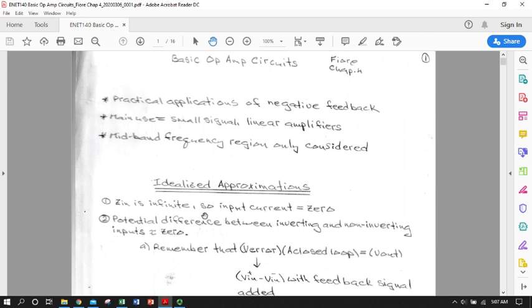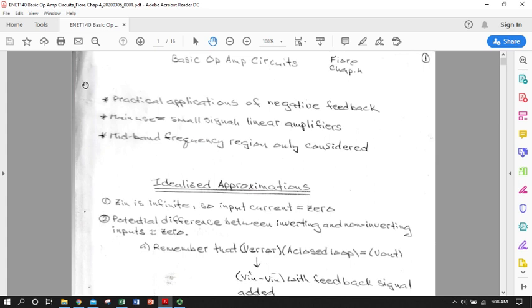The most important thing to point out at this point is that everything we will be doing in Chapter 4, where we're using these idealized approximations, only applies if you have negative feedback operating on your op amp circuit. If not, then you're back to that open loop behavior, which is great for switching and comparator type circuits. So all of this will be with negative feedback, not in the open loop mode. With that out of the way, I'll start going through my notes.